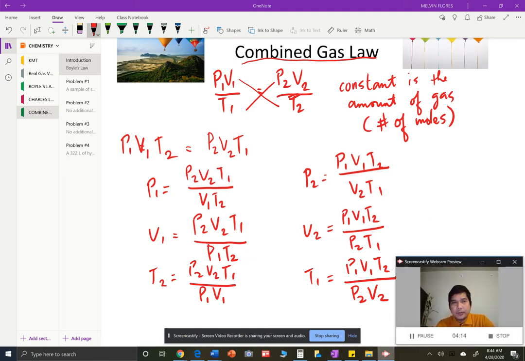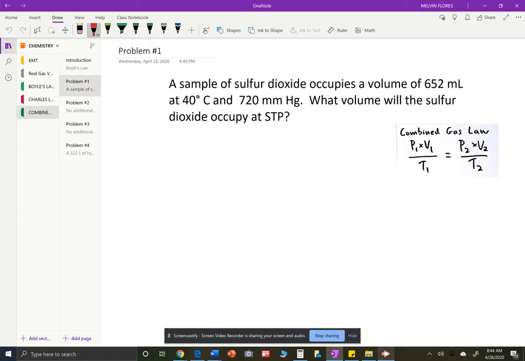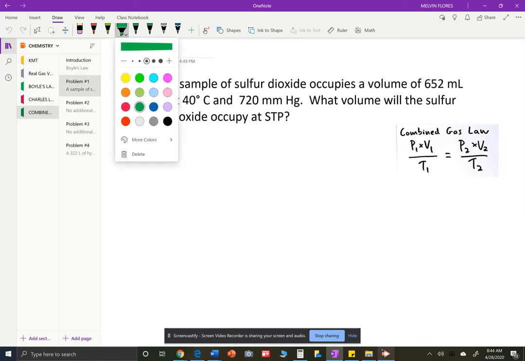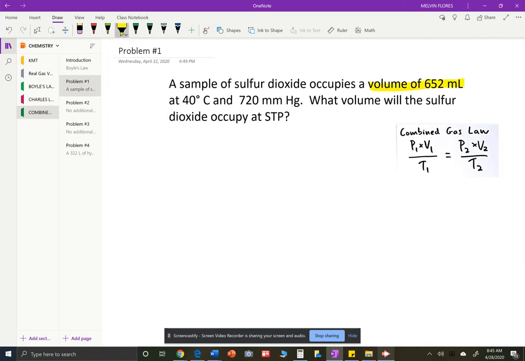Okay, let us have one example here. A sample of sulfur dioxide occupies a volume of 652 ml at 40 degrees Celsius and 720 millimeters of mercury. What volume will the sulfur dioxide occupy at STP? So first, you identify the given. So let me highlight here what are given. We have here the volume, which is 652 ml. And then, of course, this is the temperature and this is the pressure.